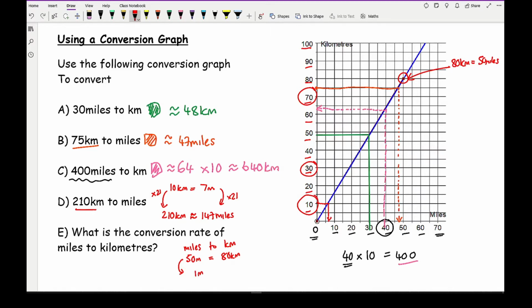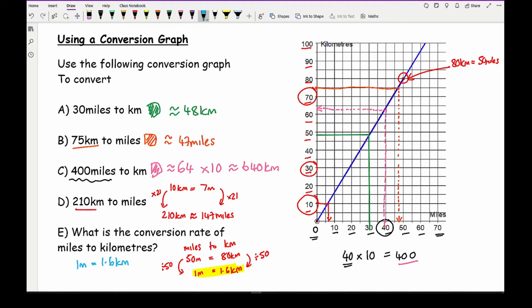So what I want to do is try and get this to 1. Think to yourself, what do I have to do, multiplying and dividing, to get from 50 to 1? Well, I need to divide by 50. So if I divide that by 50, I need to divide the kilometers by 50 as well. So if I do 80 divided by 50, I get 1.6 kilometers. And that there is my conversion rate. So the answer to this particular question is that 1 mile is equal to 1.6 kilometers.